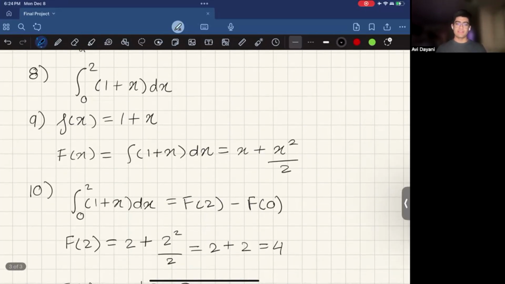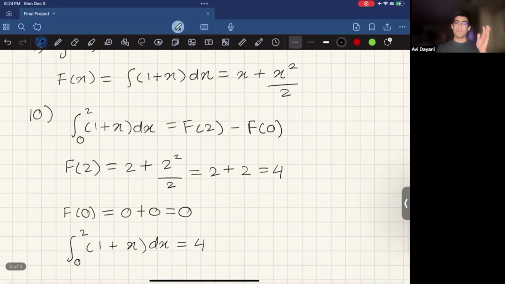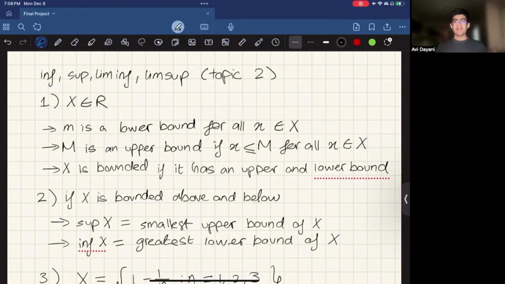This F satisfies the fundamental theorem, so I've gone ahead and just plugged in the values. This tells us that the exact area under the graph of 1 plus x from 0 to 2 equals 4. This should demonstrate clearly the power of the fundamental theorem as it turns the limits of Riemann sums into a simple antiderivative calculation. My second topic is infimum, supremum, limit infimum, and limit supremum.